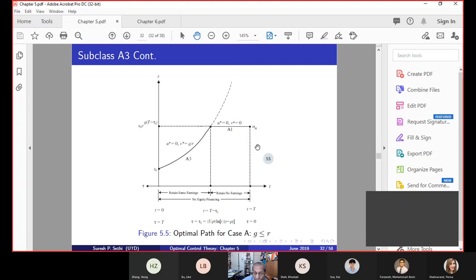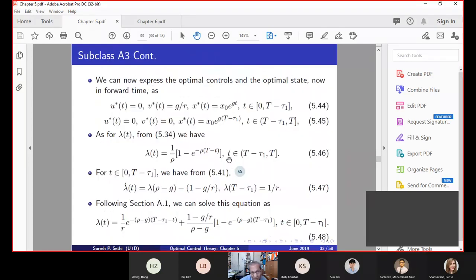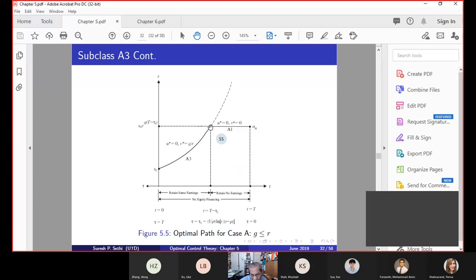V star equal to zero. So that $1 will give me a dividend at the rate of R. Right? Any questions so far? Okay. So I'm going to run the dividend rate at R, and I'm going to get that dividend from zero to tau one, right? Because starting from zero, this is now my forward time. I get $1, I get a rate R. So I'm going to get this dividend all the way up to tau one.